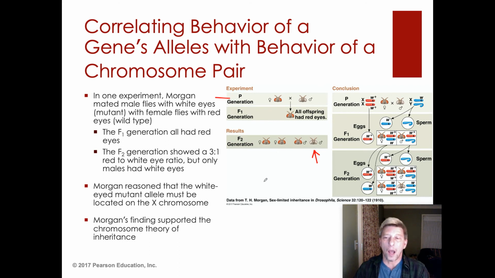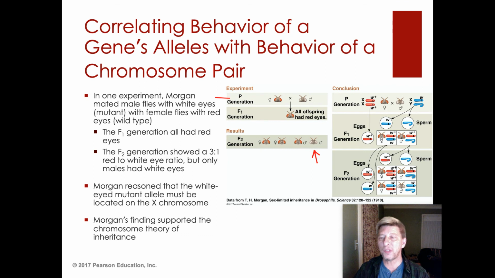All right. Now, Morgan's work supported the chromosomal theory of inheritance. The conclusion for today is shown on the right-hand side. The red-eyed females had 2 copies of the wild-type gene. The white-eyed males had 1 copy of the recessive gene. They produced their gametes, and these are the possible combinations of offspring in the F1 generation. All the females were going to be red-eyed because they had the red-eyed allele, and all the males were going to be red-eyed because they had the red allele.